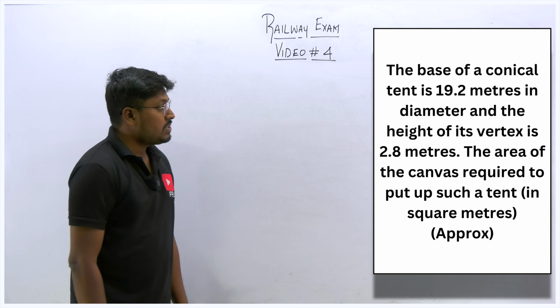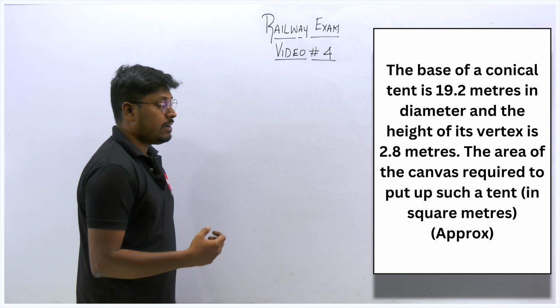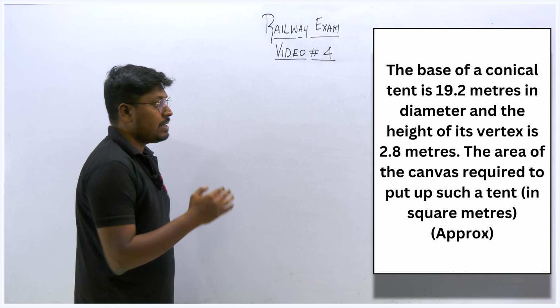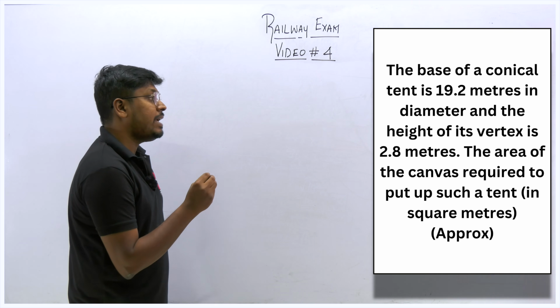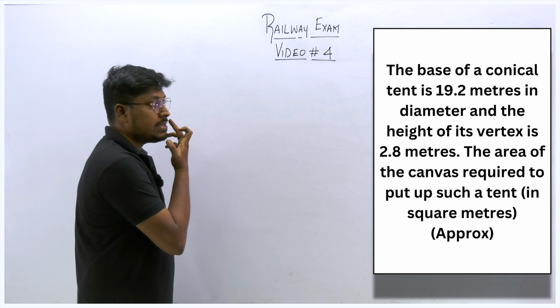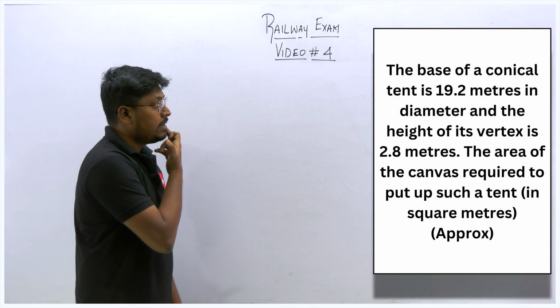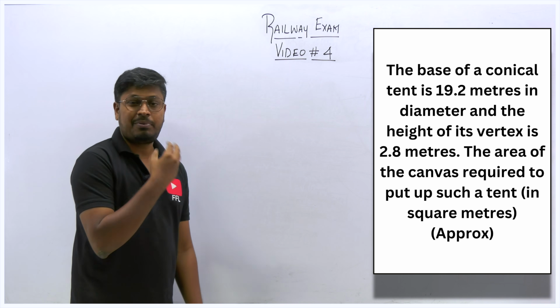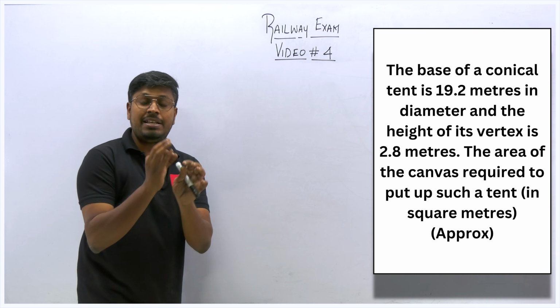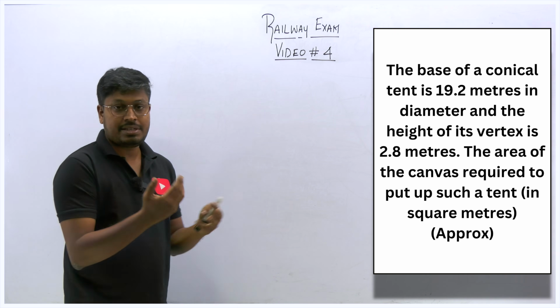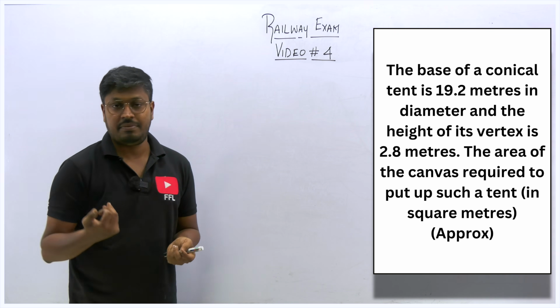Next question. The base of a conical tent is 19.2 meter in diameter and the height of the vertex is 2.8 meter. The area of the canvas required to put up such a tent in square meter, nearly? We need to find an approximate answer. It's a simple, easy question; we just need to substitute the values and find the answer.